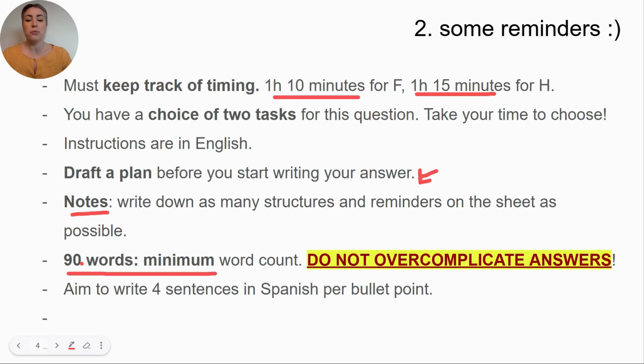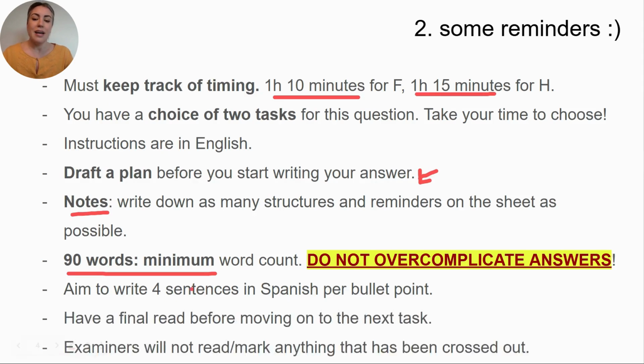I'm not saying you have to count words, but the other important thing is when you're doing this, you do not overcomplicate your answers, okay? So you write something that you are quite confident that you think it's correct and that is going to work. In order to avoid counting words all the time, I would say we have to aim to write 4 sentences in Spanish per bullet point, more or less.